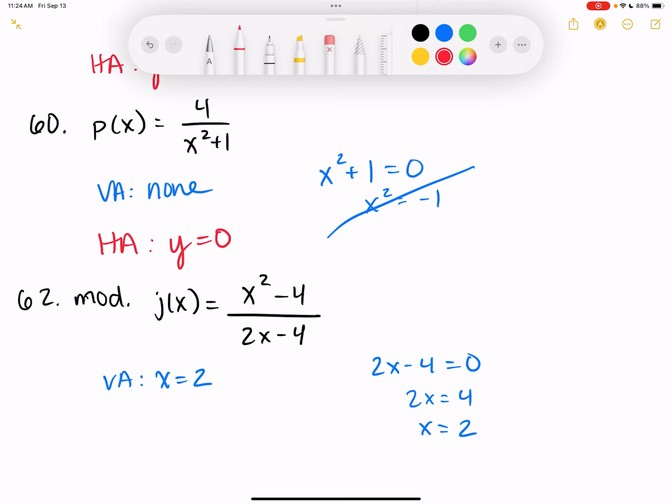Now, horizontal asymptote, I'm looking at the highest powered term, so I'm going to cover up the numbers so you don't get distracted by them. I've got x squared over 2x. Which thing is bigger? The top. Bigger on top? Then there's not a horizontal asymptote. There are none.